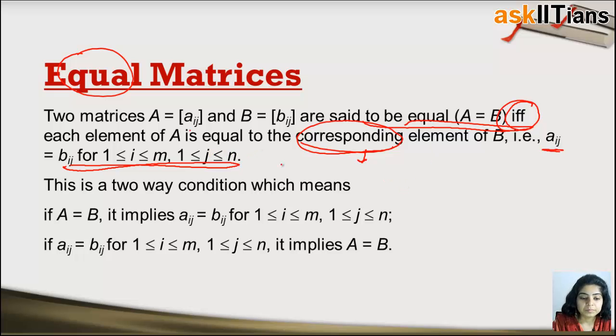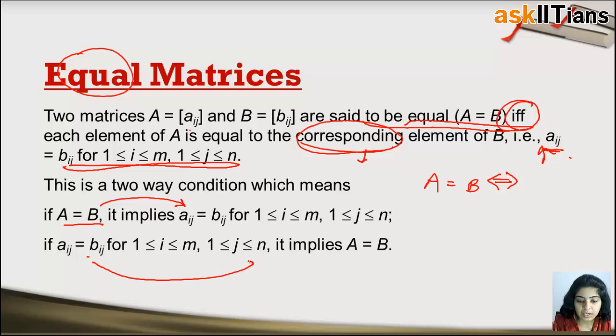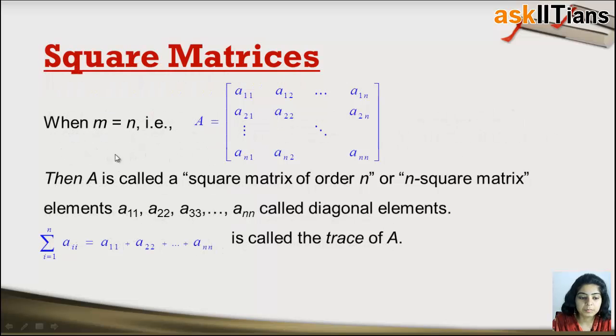So what does this mean? See, first thing is, when we have if and only if, that means it is a two-way condition. We can write it as A equal to B if and only if this condition holds good, right? That means if we have A equal to B, that will imply Aij is Bij for every i, j, and if we have Aij equal to Bij for every i, j, then that will imply A equal to B. So this is an if and only if condition. You must have understood this, quite simple.